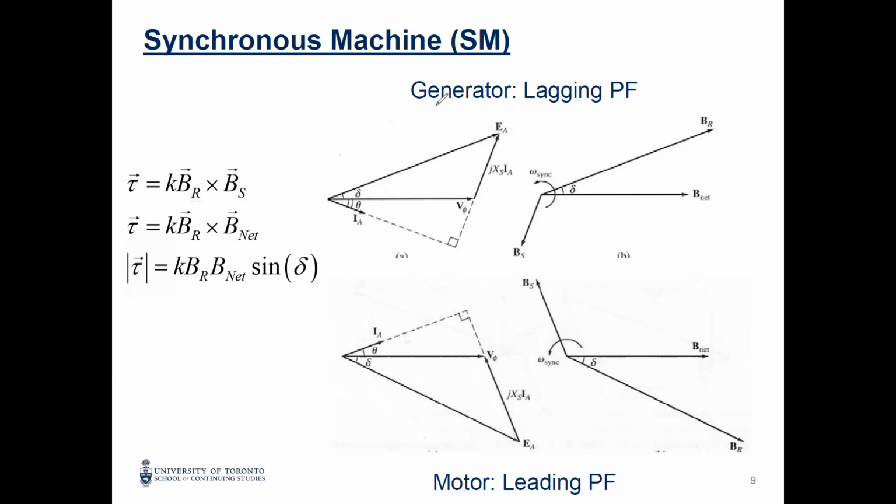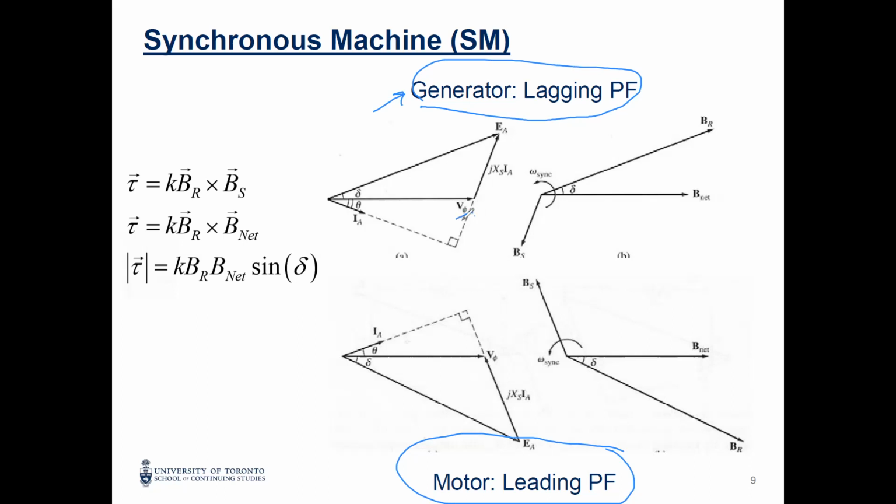So for this one, we have two cases. One is the generator for lagging power factor and the motor for leading power factor. Okay. The one from the generator, we have, this is similar to what we did with the transformer.